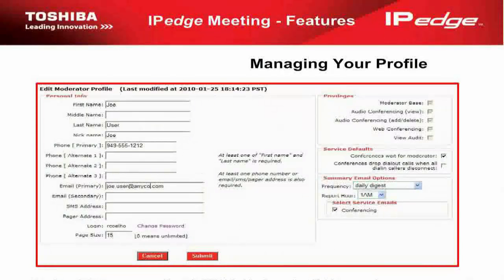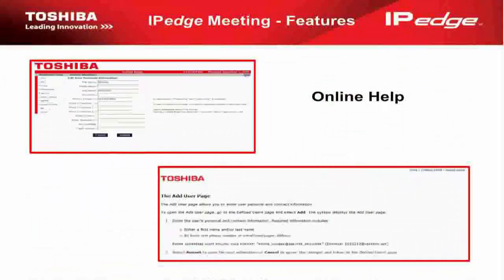The Manage Profile page allows the user to control their personal information and view the privileges and defaults. Entering personal information requires some information: either a first name or last name, at least one phone number or email, SMS, or pager address, and a login ID. The privileges on the right side identify the services that the system administrator has enabled on the user's account. A special note: the email address is used as a from address when the system generates emails on behalf of the moderator for any service application.